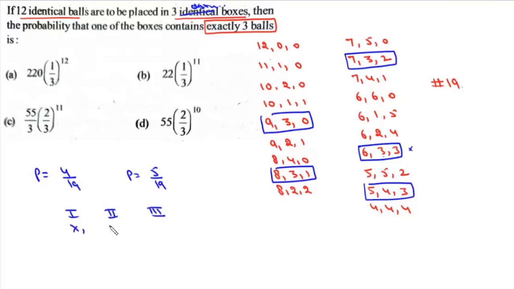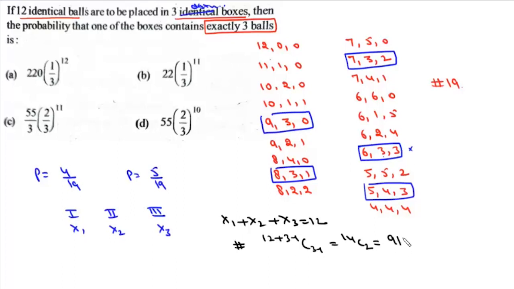Suppose we have x1, x2 and x3 number of balls in this. Then here we'll have x1 plus x2 plus x3, it must be equal to 12. So total number of ways of distributing these 12 balls in 3 distinct boxes will be n plus r minus 1 C r minus 1, and there will be 14C2, which is 91. So that's our total cases.